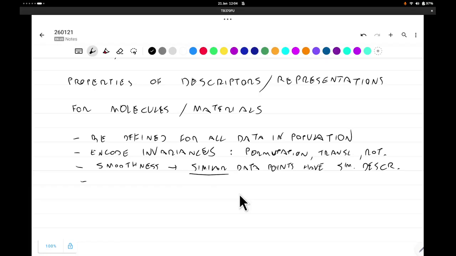Okay, and then there is this requirement of global uniqueness, which I put with a star because it has to be specified. Ideally, each data point is mapped on a well-defined descriptor, so that in principle you can invert the map, right? We have seen in the idea of autoencoders that you want to invert.